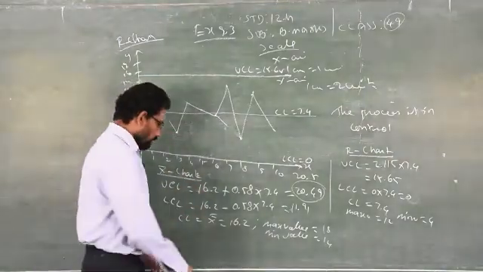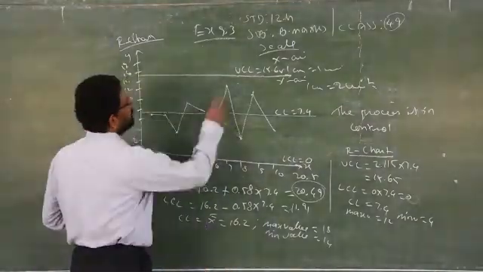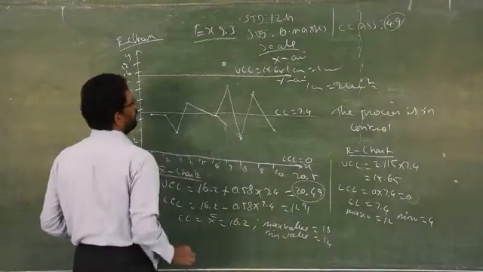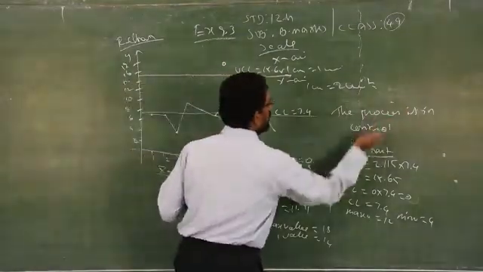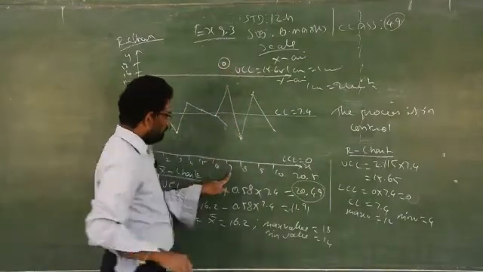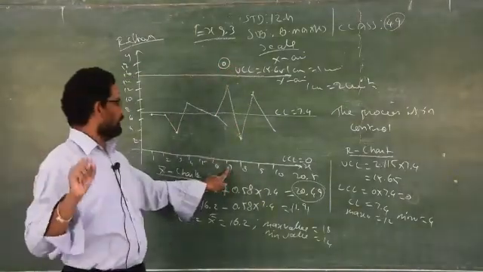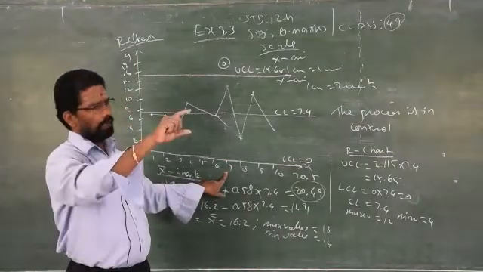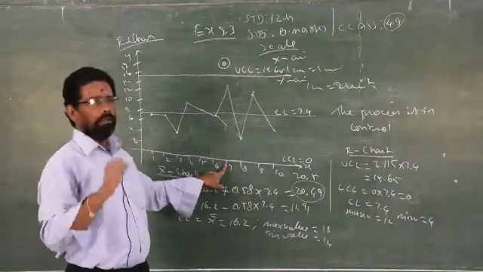Suppose not in control. Suppose this particular point lies outside, therefore you can write the process is not in control. They can easily find out the defective. The defective comes from where? Machine 7. So they can approach the supervisor: there is a problem in machine number 7, please go and rectify it.